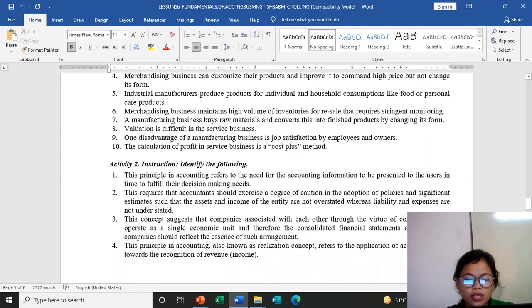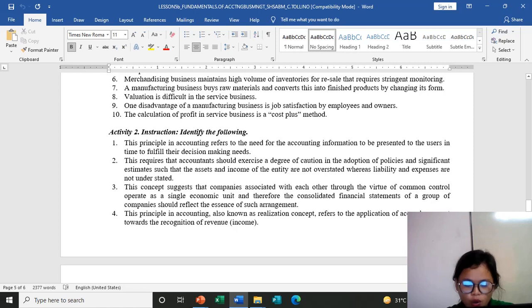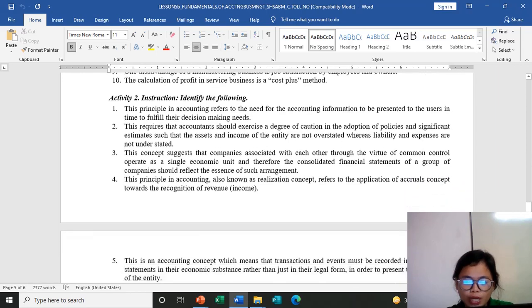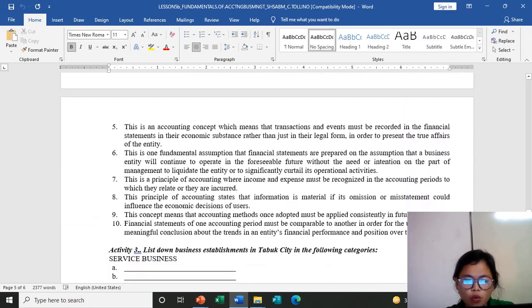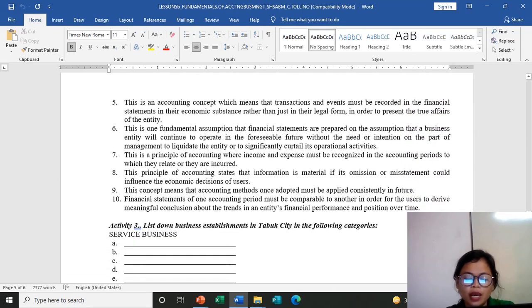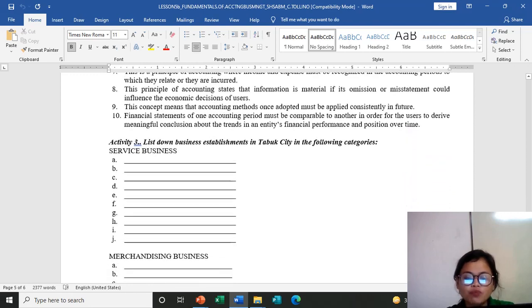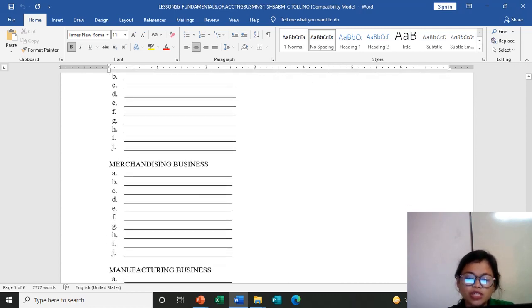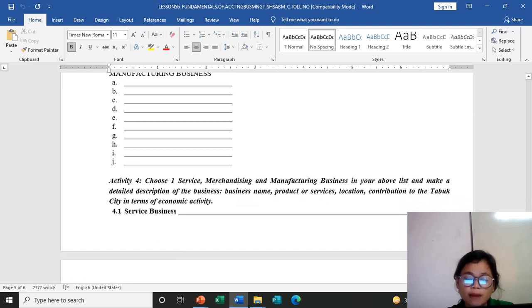Okay? For activity 2, instruction, identify the following. So, i-identify nyo lang kung ano yung accounting principles or concepts na nabanggit dito sa activity 2. So, that is 1 to 10. Okay? And for your activity 3, list down business establishments in Tabuk City in the following categories. So, service business, merchandising business, manufacturing business.